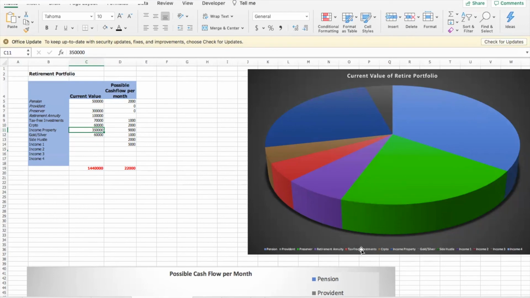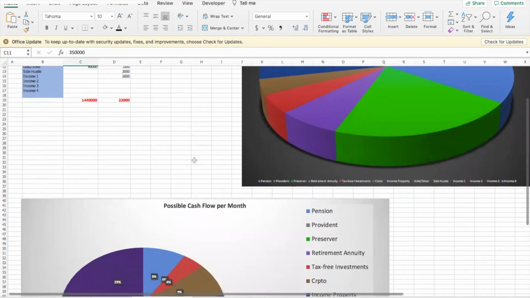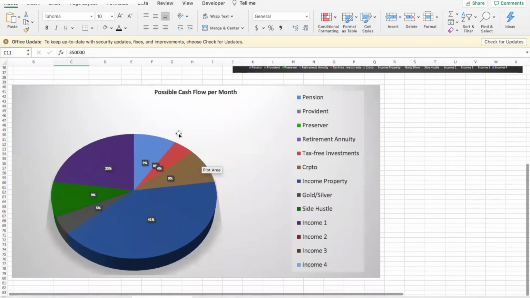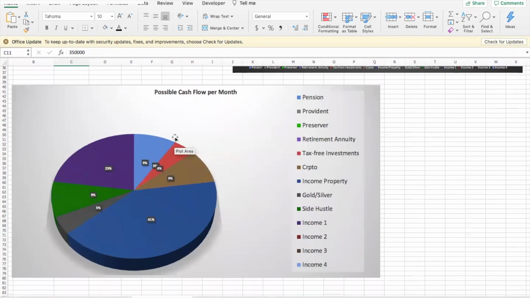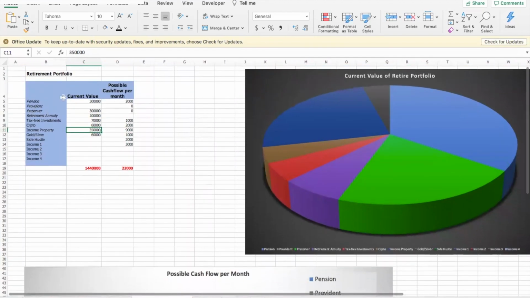So you're going to see how everything works. You can't depend on one source of income and the possible cash flow as well. You want your majority to come from your traditional base, okay, and the rest on the more high risk stuff that can really give you a nice, sweet retirement.